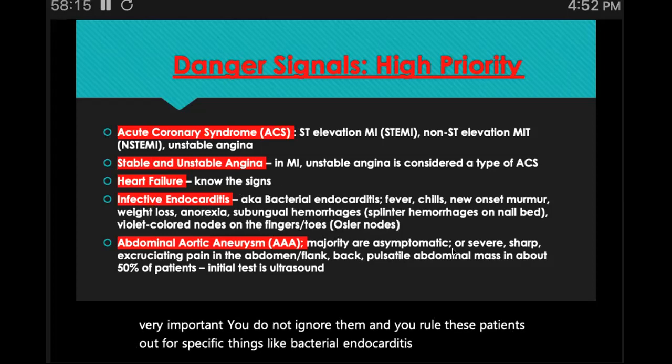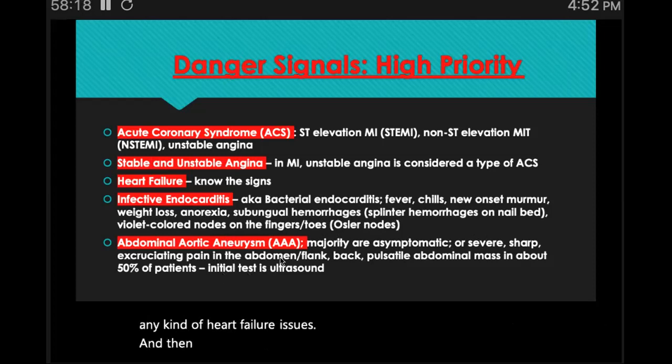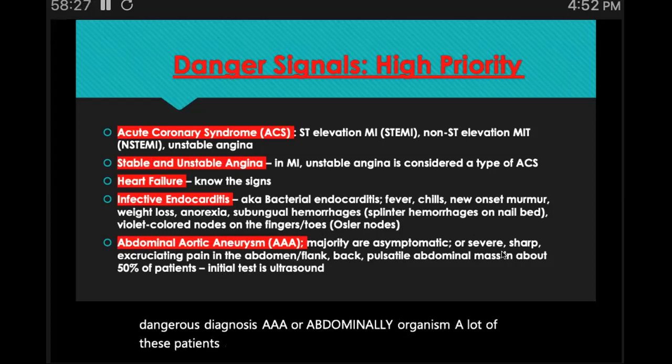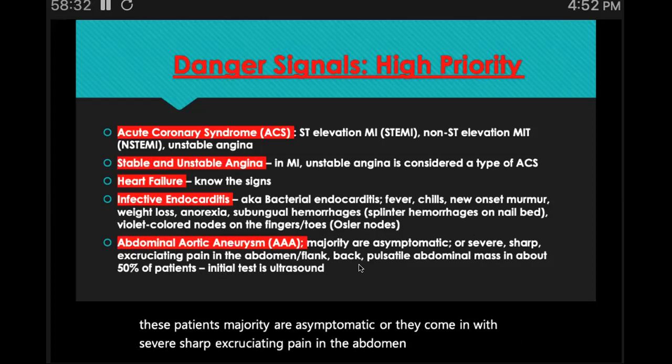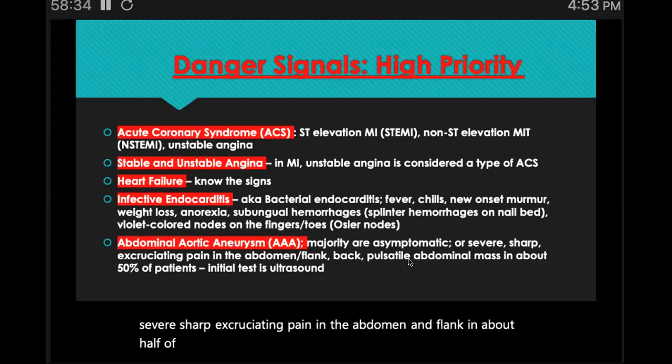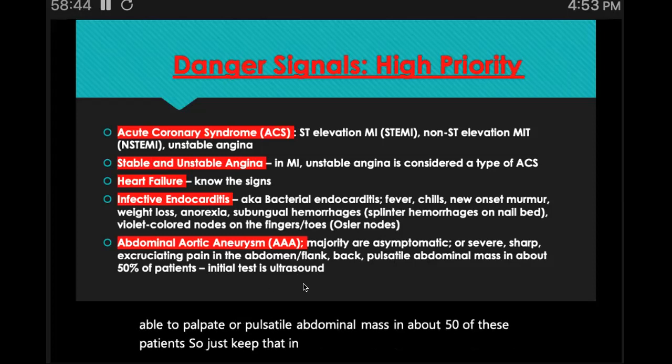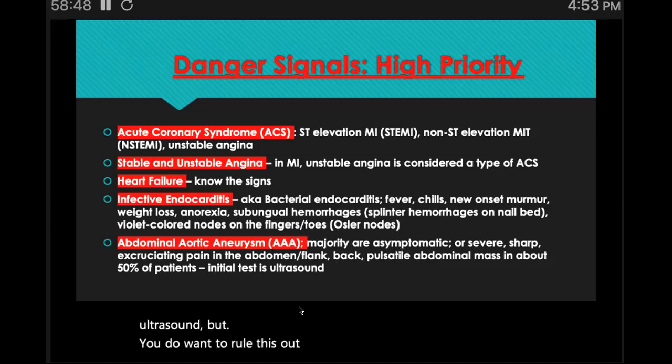And then, of course, we have another very high-priority, dangerous diagnosis, AAA, abdominal aortic aneurysm. A lot of these patients, the majority, are asymptomatic, or they come in with severe, sharp, excruciating pain in the abdomen and flank. In about half of these patients, not all, you will be able to palpate a pulsatile abdominal mass. So just keep that in mind. The initial test for this is an ultrasound, but you do want to rule this out immediately because it is deadly.